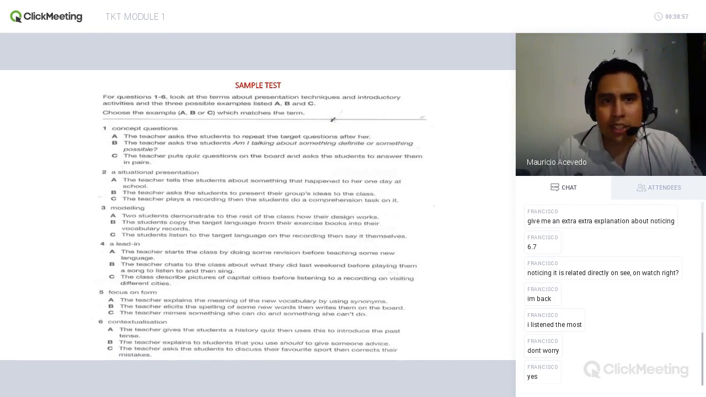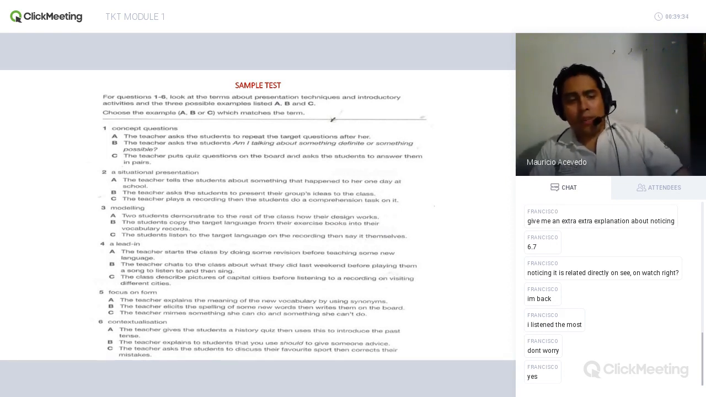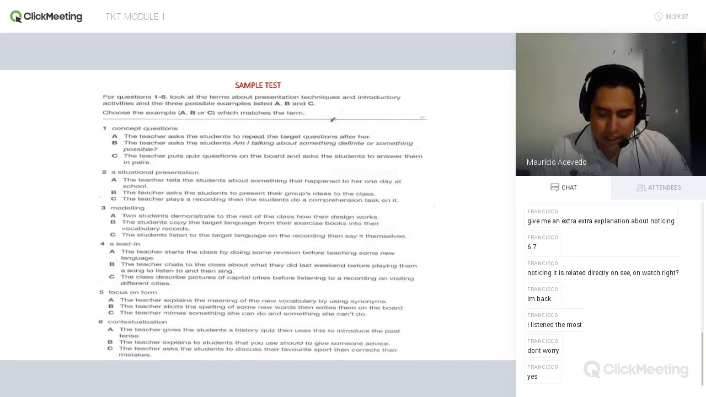Here it says concept question. What is a concept question? We have already checked in one of the techniques, right? The teacher asks the students to repeat the target question after her. The teacher asks the students, am I talking about something definite or something possible? The teacher puts quiz questions on the board and asks the students to answer them in pairs. So in this case, it's related to concept questions. So you need to answer, Francisco, and see what of these is related to this. So here we have a situational presentation, modeling, a lead in, focus on formalization. Okay, so I hope you can look at it properly, Francisco.